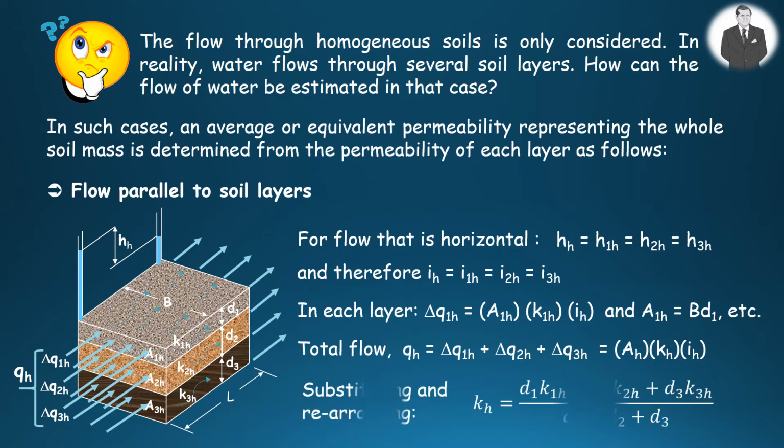Now then, if we substitute and rearrange in terms of K value, we get the equation given here, which is for the estimation of an average or equivalent permeability representing the whole soil mass subjected to flow parallel to soil layers.